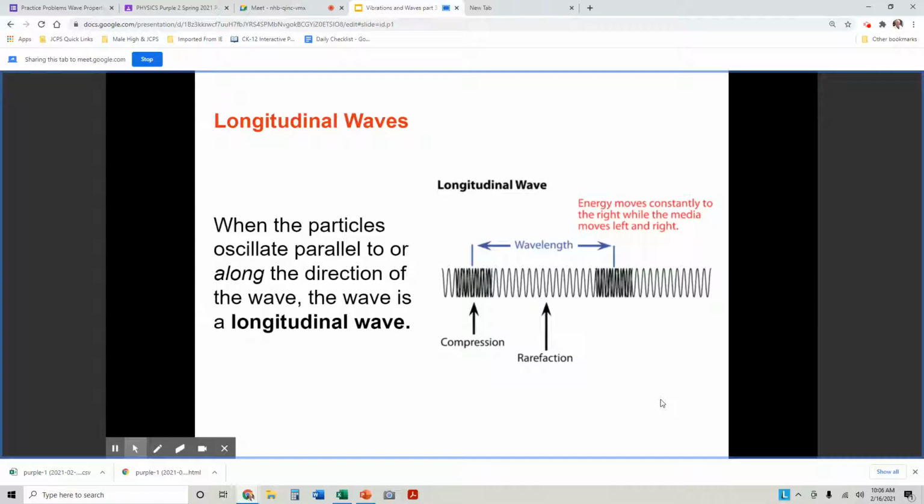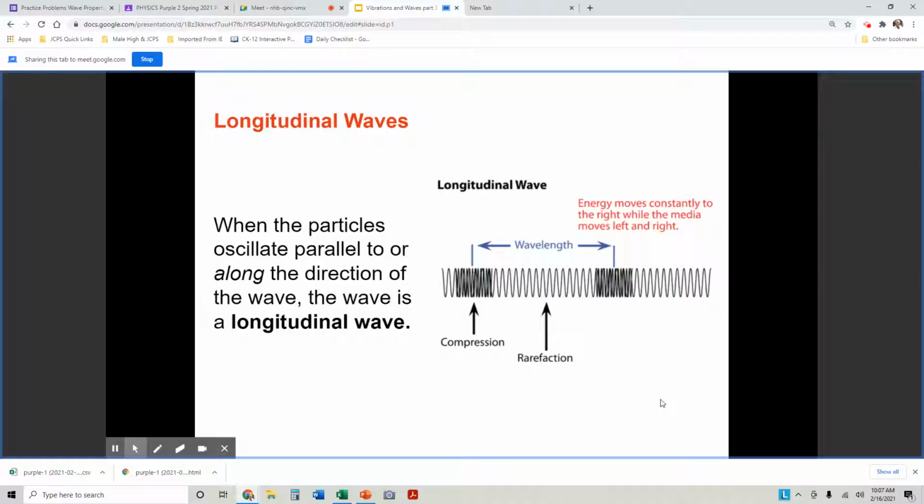Now, you notice two features of the sound wave shown on this diagram. There's a very dense area of the coils of the spring. That's called a compression. And then there's an area where it's not very compressed at all. The spring's coils are far apart. That's called a rarefaction.